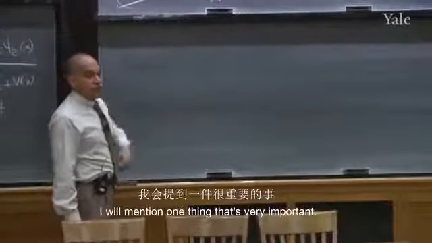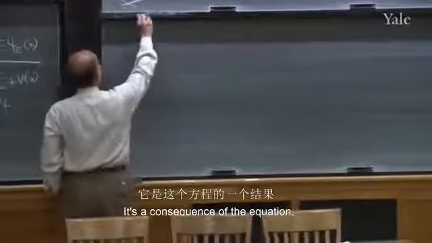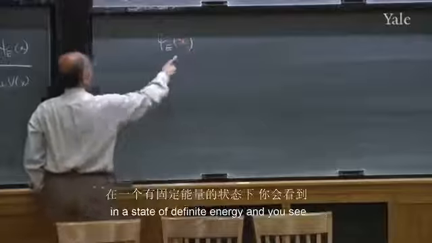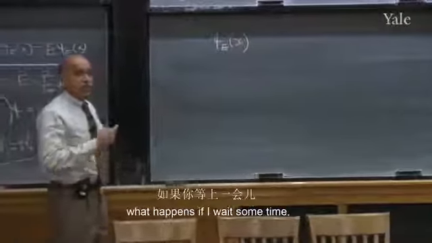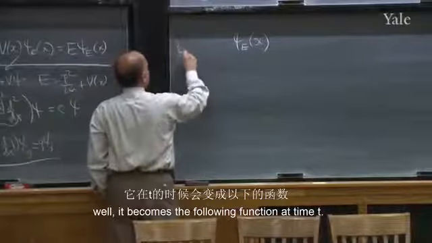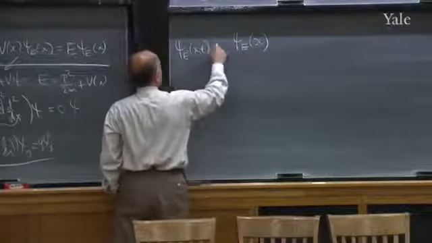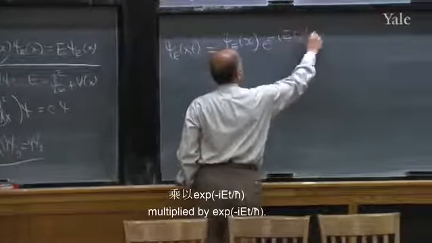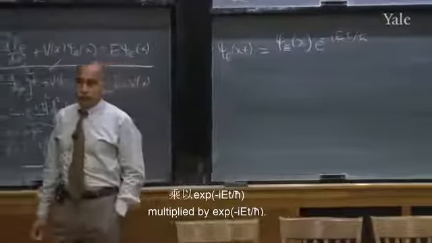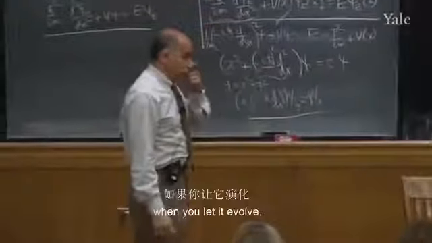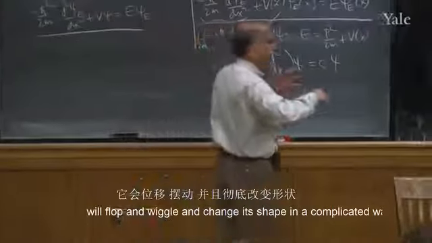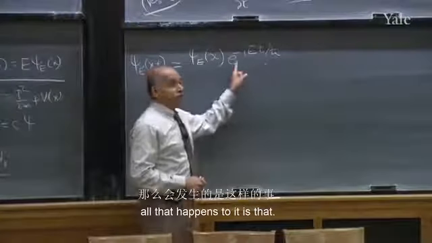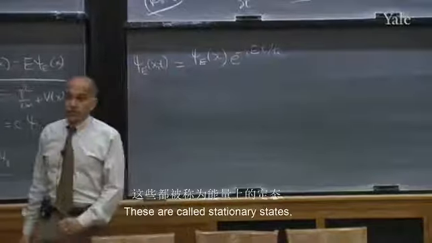Okay. Now, what did we learn from this equation? I will mention one thing that's very important. It's a consequence of the equation, which is that if you start the system out at time t equal to 0 in a state of definite energy, and you see what happens if I wait some time, well, it becomes the following function at time t. It's essentially the same function multiplied by e to the minus iEt over h bar. You realize generally a wave function, when you let it evolve, will flop and wiggle and change its shape in a complicated way. But if you release it in this initial condition, all that happens to it is that. These are called stationary states.